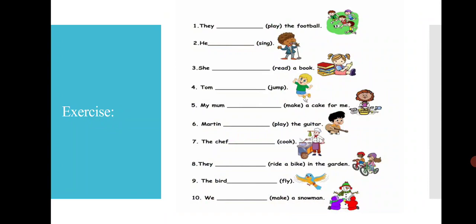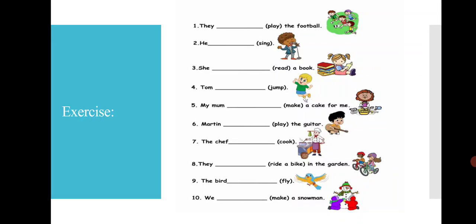Next, for present continuous tense, the example will be they are playing football. They are playing football will be the example for continuous tense. They have played football will be an example for perfect tense. They have been playing football will be an example for perfect continuous tense.